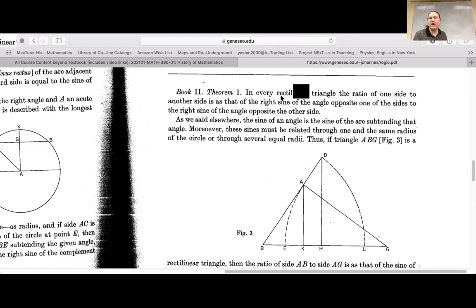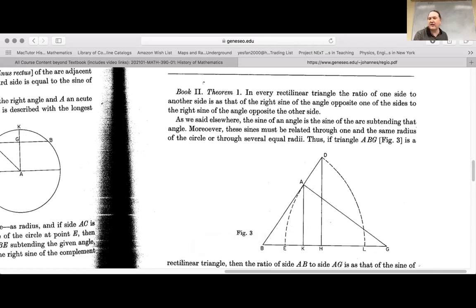This is the law of sines, which is a little bit more difficult for Regiomontanus to prove than it would be for us, because we would just use this length AK and say it's the sine of this angle and it's the sine of this angle. He doesn't quite get to do that because his sines all need to be in the same circle. So he draws a circle over here with the same radius as this circle.